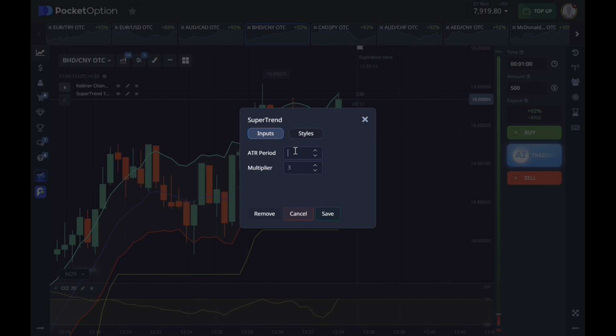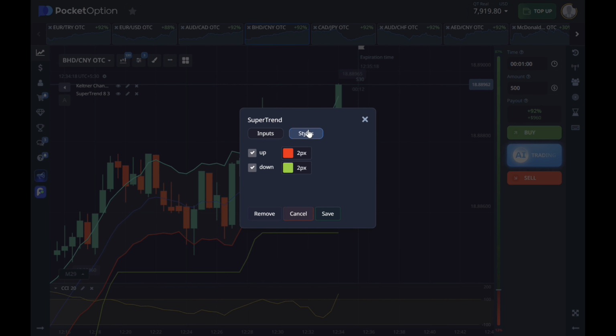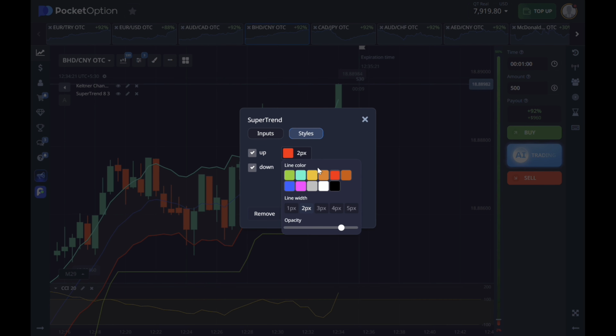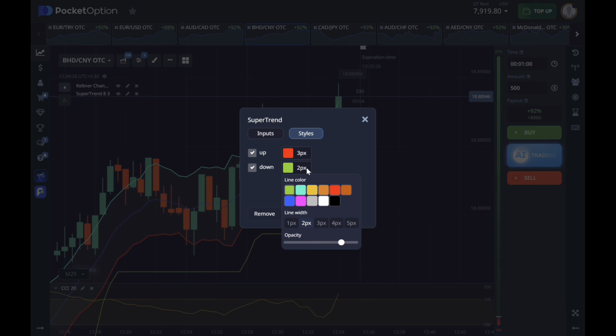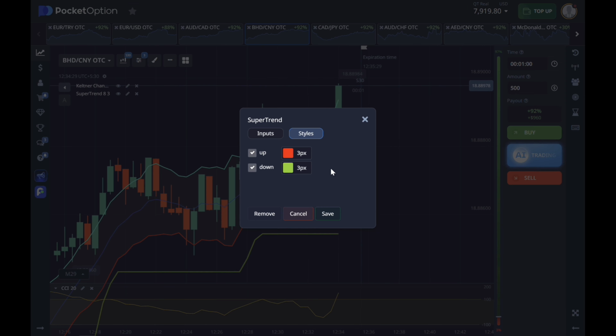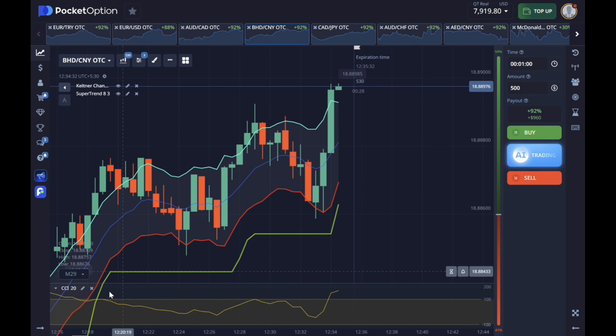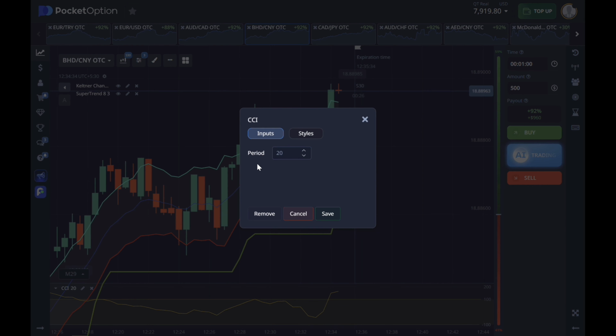Now let's look at SuperTrend. For SuperTrend, we'll set the ATR period to 8, and we'll keep the multiplier as is. Here, we'll set it to 3 pixels and we'll keep the colors the same, green and red. Okay, we've set both to 3 pixels, so now both indicators are set.